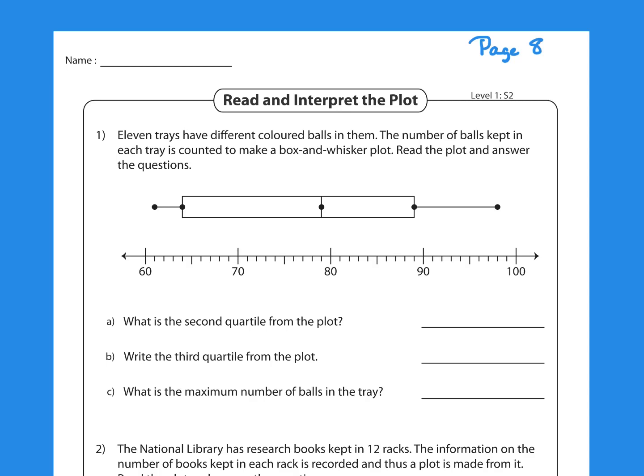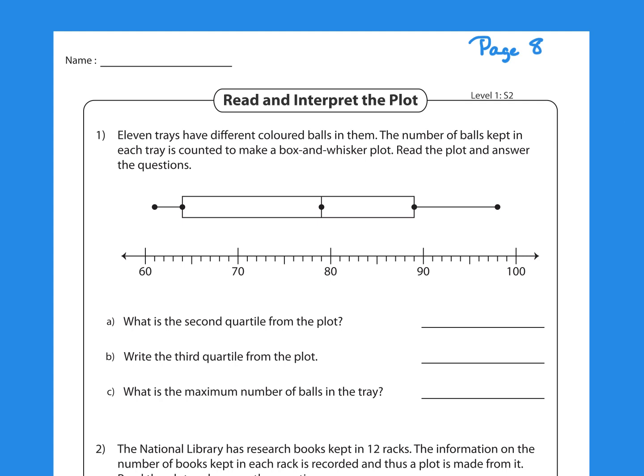Today we're going to be working on reading and interpreting the box and whisker. So would you please make sure that you're on page 8. 11 trays have different colored balls in them. The number of balls kept in each tray is counted to make a box and whisker plot. Read and plot the answers to the questions.